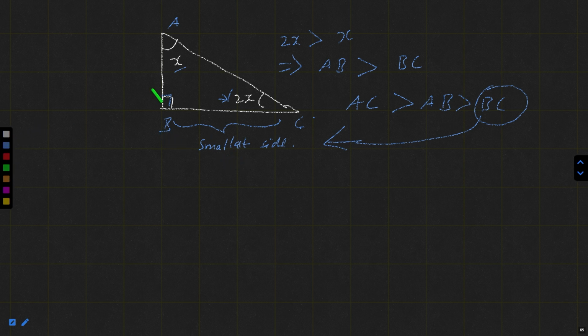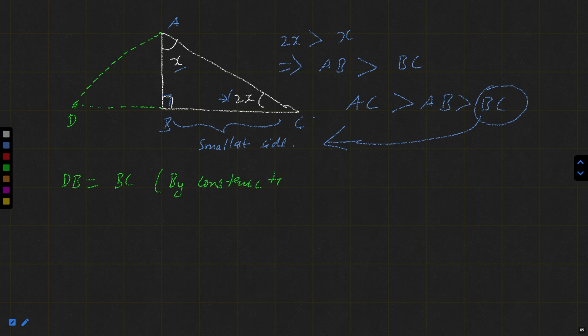Now just produce this CB to D. I produce it to D, and just join A, and I am producing this DB in such a manner that DB must be equal to BC by construction.